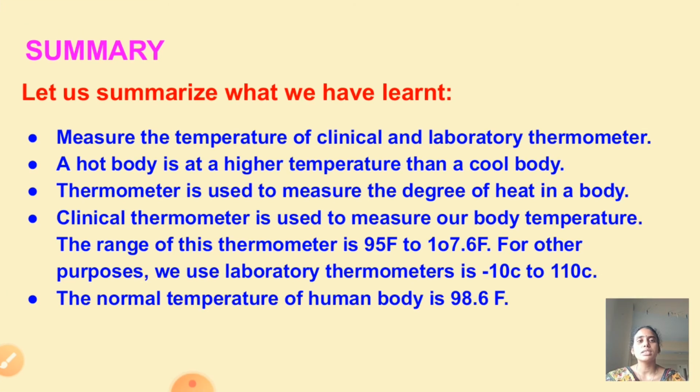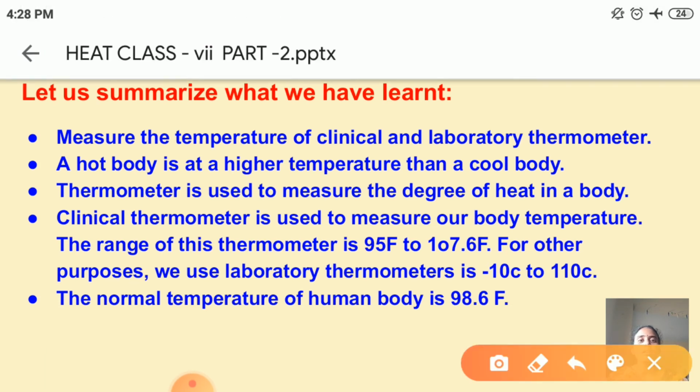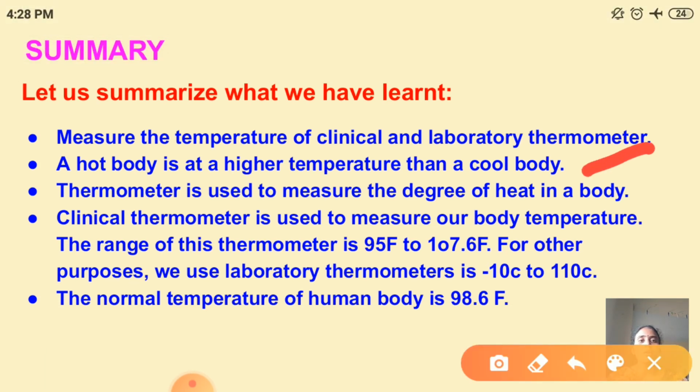Let us summarize. A hot body is at a higher temperature than a cold body, and the thermometer is used to measure the degree of heat in a body. The clinical thermometer is used to measure our body temperature. The range of the clinical thermometer is 95 degrees Fahrenheit to 107.6 degrees Fahrenheit. The range of the laboratory thermometer is minus 10 degrees Celsius to plus 110 degrees Celsius. The normal temperature of the human body is 98.6 degrees Fahrenheit.